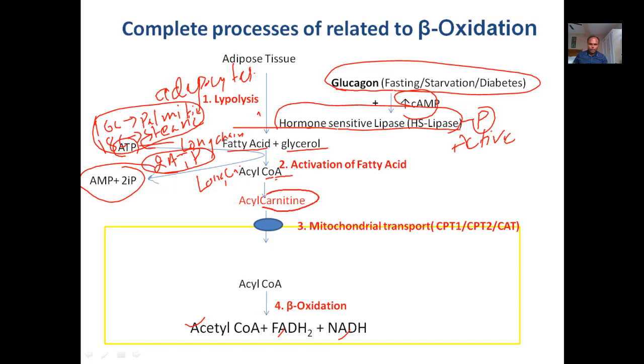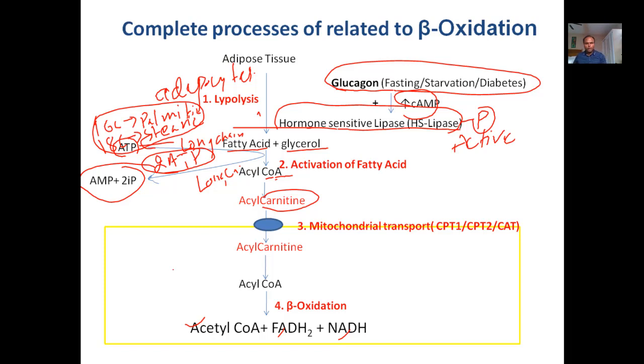Carnitine is very important here. When the long chain fatty acid binds with carnitine, only then can it enter mitochondria. Then in mitochondria it will again change into the previous form, acyl coenzyme A, and now acyl coenzyme A will undergo beta oxidation. It will produce acetyl coenzyme A plus FADH2 and NADH. This is the whole process. This is the most important slide of beta oxidation. If you remember this, you can remember the whole context of fatty acid oxidation, especially mitochondrial fatty acid oxidation.